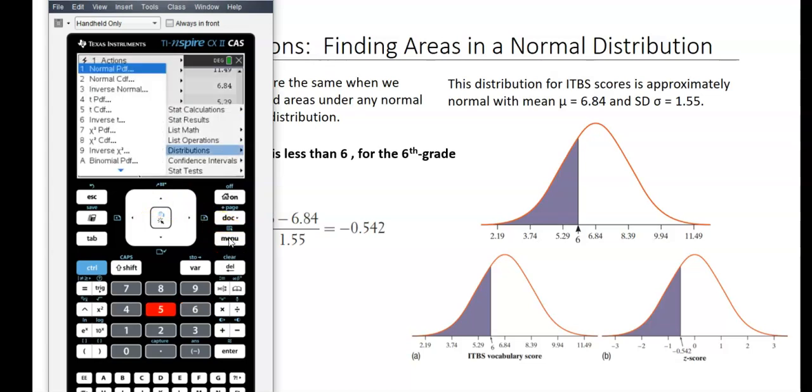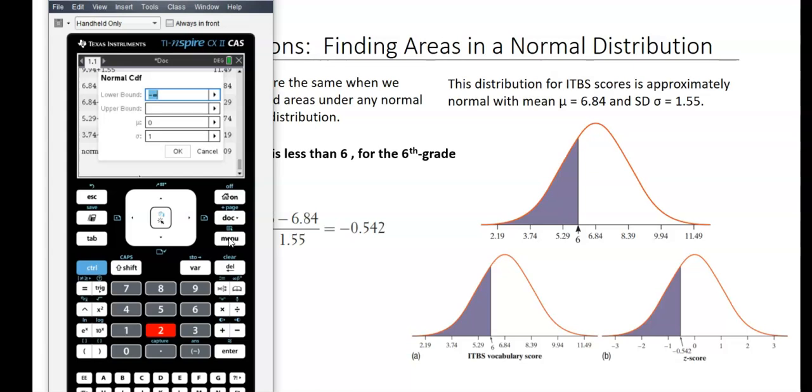Menu, 652, lower bound. I'm looking at the graph there in the bottom left. So lower bound is still negative infinity. The upper bound looks like 2.19, no, it goes all the way to 6, right? So it goes to 6. Last time we gave the z-score where 6 is at, so we could default the last two to 0 and 1. If I use the number 6 here, I've got to use the actual mean and standard deviation given to us for the problem. So 6.84 and 1.55.